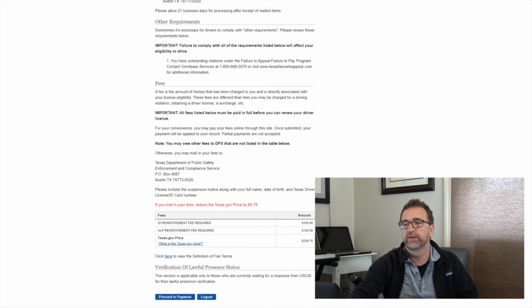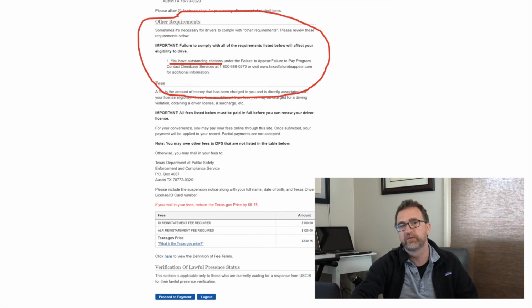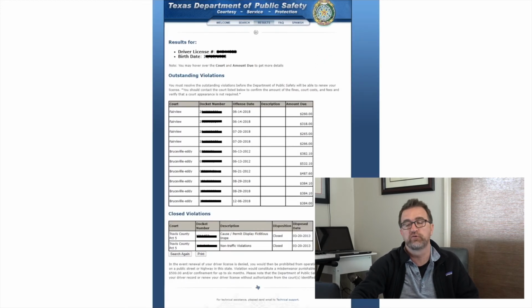Now, there's a couple other things to look at when you're checking your license, and one is this other requirements. Okay, so in this case, it says you have outstanding citations. So that means there are tickets from anywhere in Texas that have problems with it. And they say you go to this webpage, texasfailureToAppear.com, and that'll tell you these tickets that they're talking about.